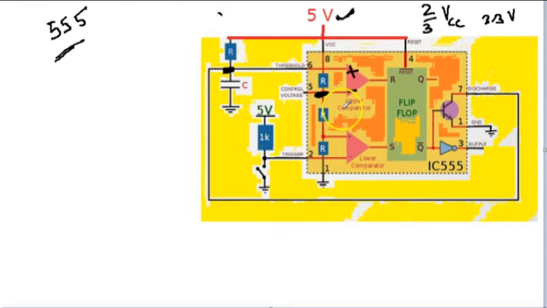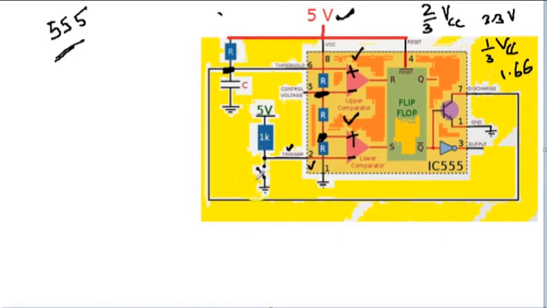Now coming to the lower comparator. This is our first comparator, and this one is the second one. The positive terminal of the second one is connected with a fixed voltage. That voltage is 1/3 VCC. If VCC is 5, then it is 1.66. Here the voltage is fixed at 1.66. The negative input of the comparator is pin number 2. It is called the trigger.